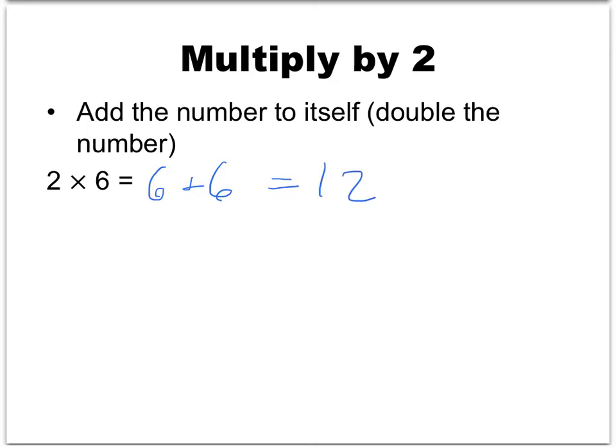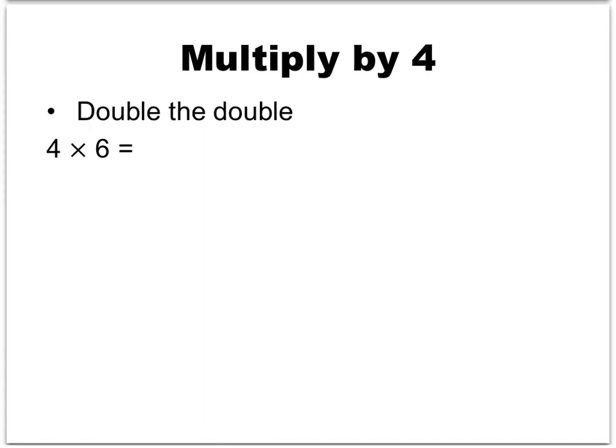Well, why does that work? Well, because 6 plus 6 is exactly what 2 times 6 means. Remember our meaning of multiplication, 2 times 6 means we have 2 groups of 6. So here we have 2 groups of 6, we add them together, and we get 12. So this really isn't a trick at all. It's just another way of describing what 2 times 6 means.